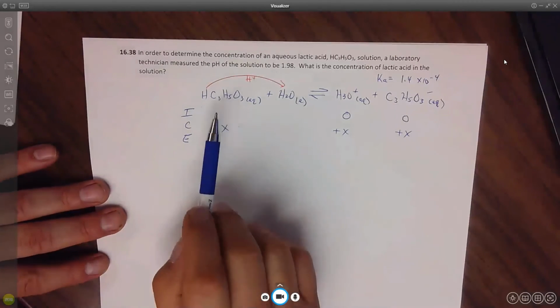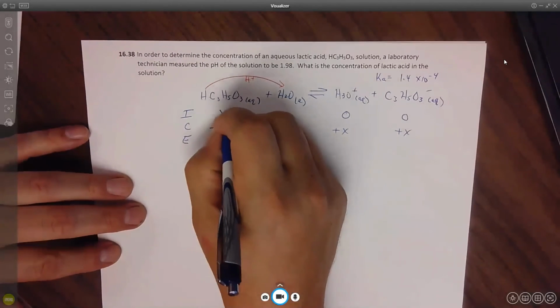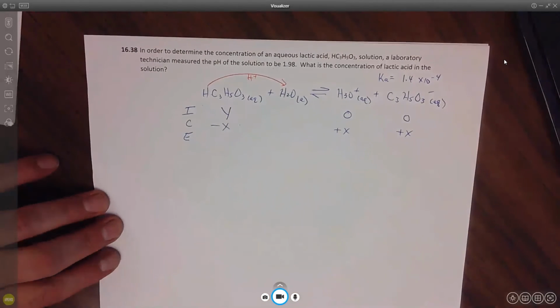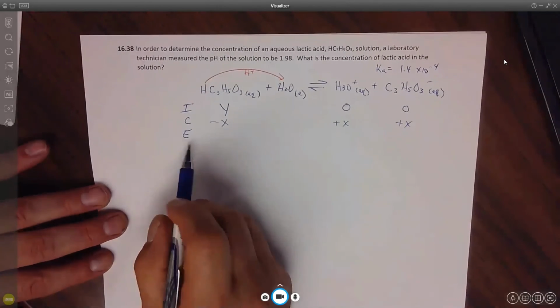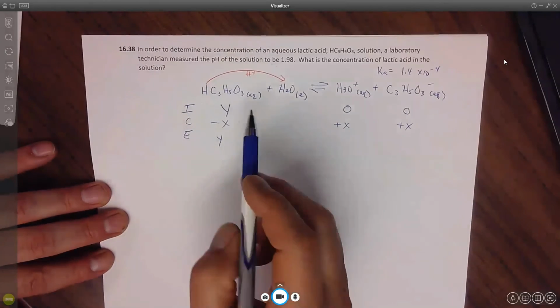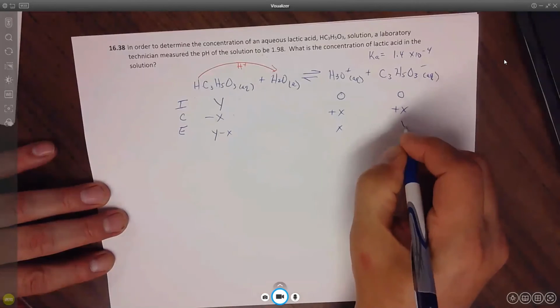Okay, but now coming back to this, that's what we're looking for, so that's going to be a variable. We're going to call that y. So y is what we're looking for, the initial concentration of the lactic acid. Now at equilibrium, this is just the initial minus the change, so that's y minus x. 0 plus x is x. 0 plus x is x.